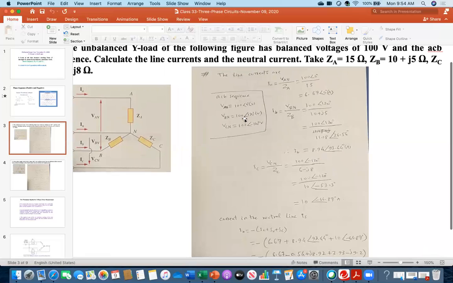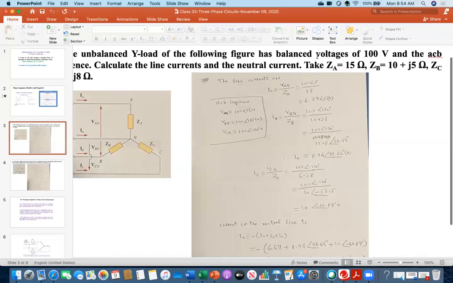First, I wrote based on the ACB sequence because that was given. You see, balanced voltage 100 volt, but the ACB sequence. So first I am writing VAN, which is 100 angle 0, but then VBN is plus 120, not minus 120, and VCN is minus 120. This means this is the ACB sequence. And then accordingly, I am finding IA current, this one, VAN over ZA, this impedance. ZA is 15, so I got this one. Accordingly, IB this one, IC this one.